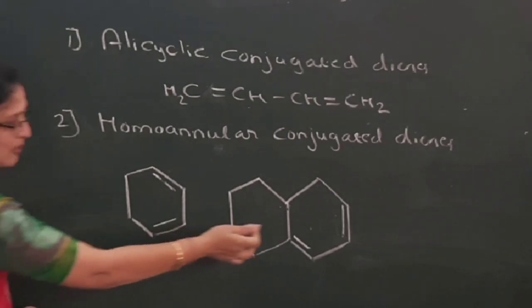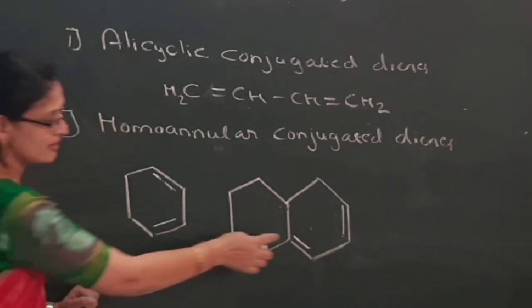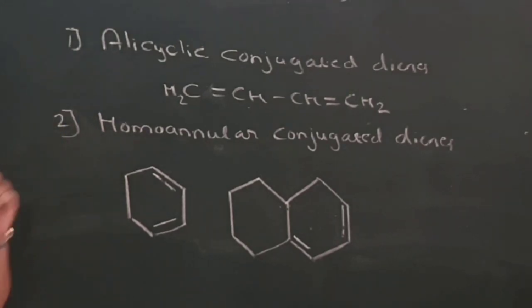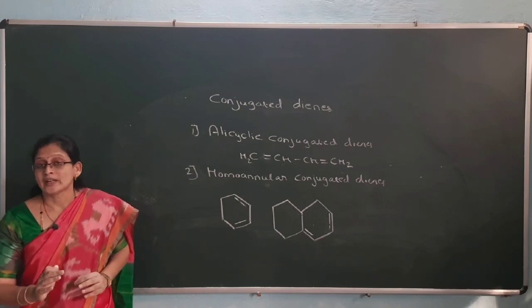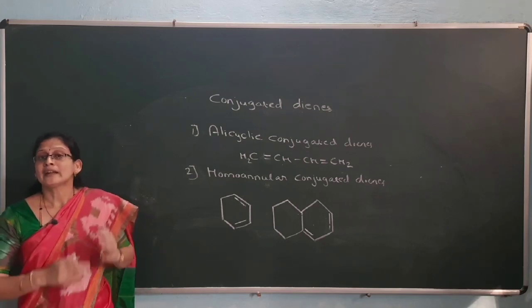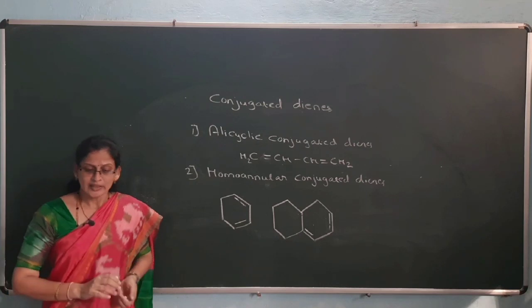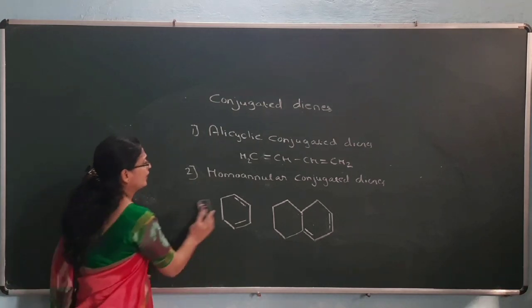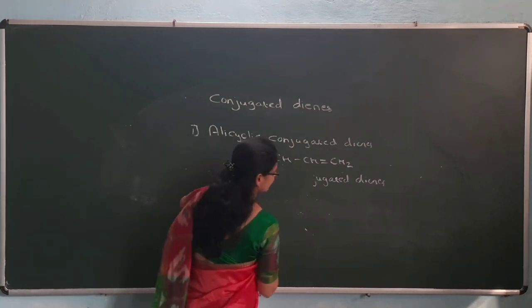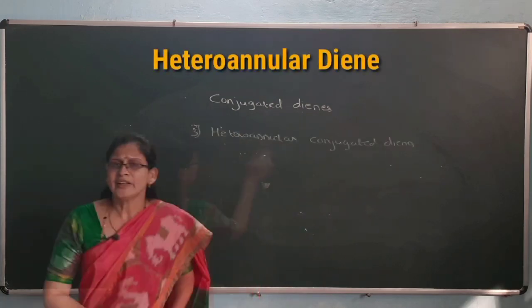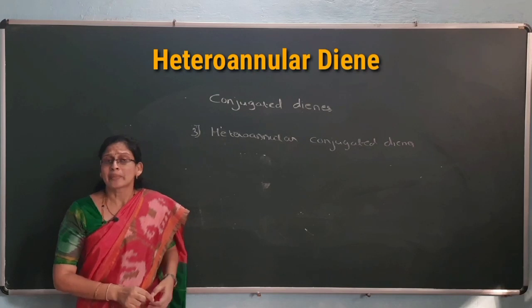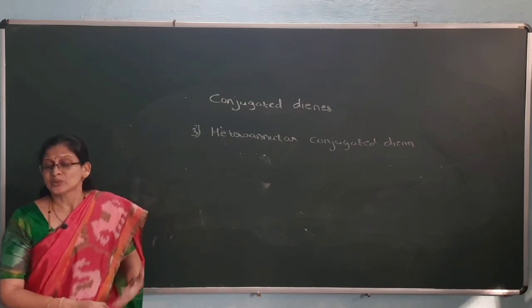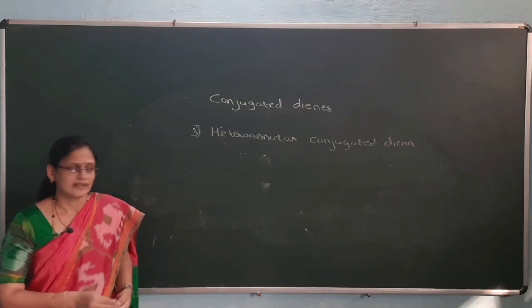So the second example also you can see here. These are the double bonds present in the same ring and they are conjugated. Here it is very important that the double bonds should be conjugated, so alternating double bonds should be there. Then we will move to the third one, heteroannular conjugated dienes. Heteroannular conjugated dienes are those where the conjugated double bonds are present in different rings. So they are also cyclic dienes.